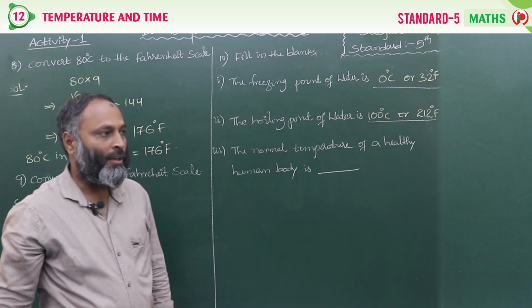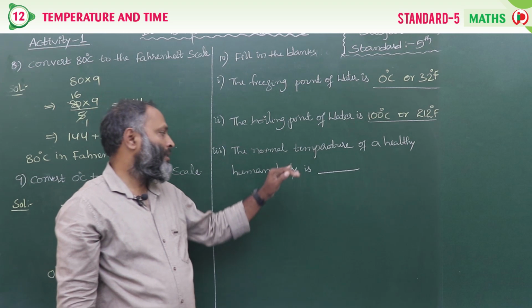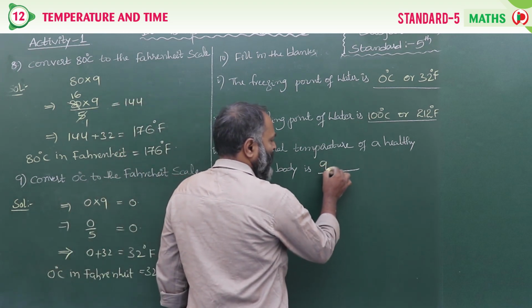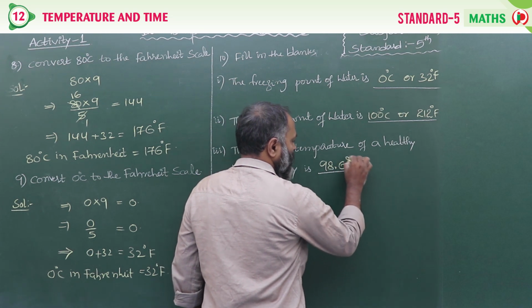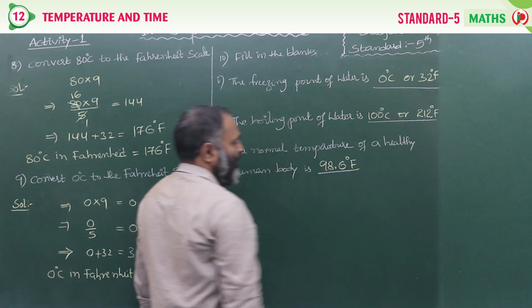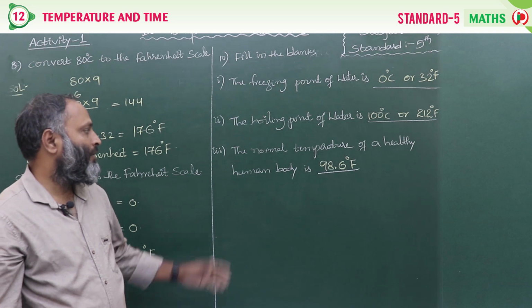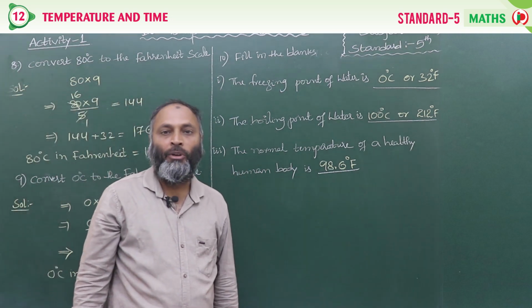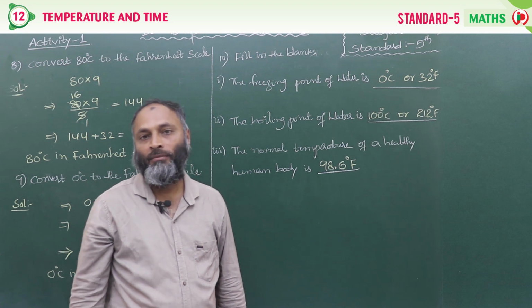Now the next one: the normal temperature of the healthy human body. That is approximately 98.6 degrees Fahrenheit. Okay.